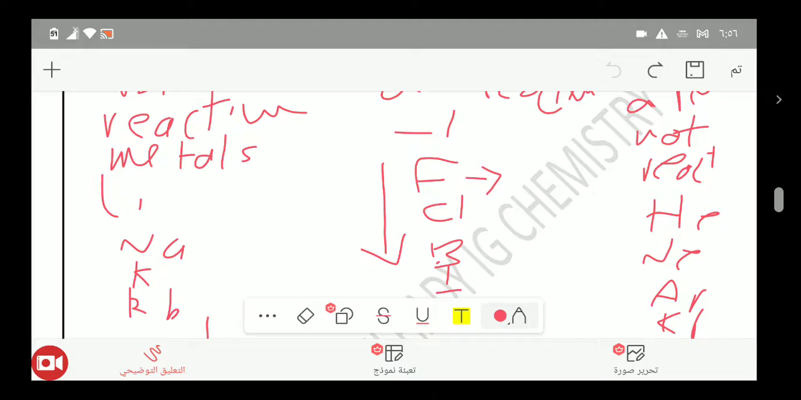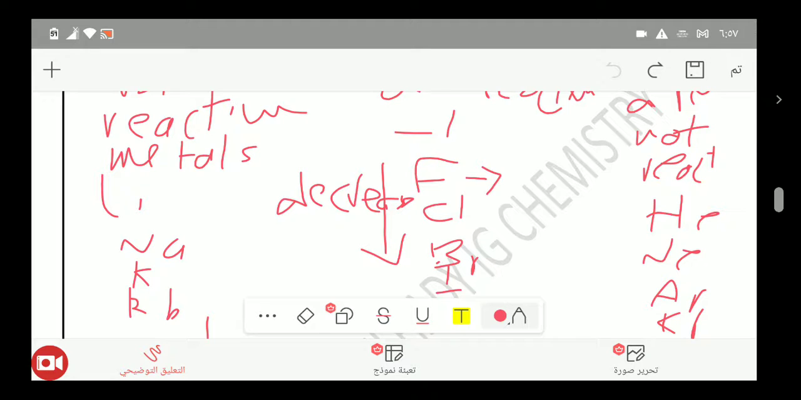If the atom has a small size, it will gain an electron faster than the atom which has a larger atomic size. So fluorine is more reactive than chlorine, more reactive than bromine, and so on. So we can say that the reactivity of group 7 elements decreases down the group, in contrast to group 1 elements.